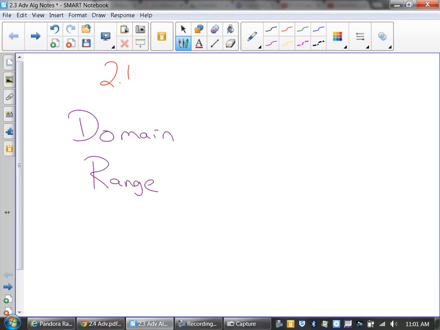No. All right. Domain and range deals with your x and y values. And when I was a student, they talked about domain and range. I always forgot what was what. So here's the easy way to remember domain and range.